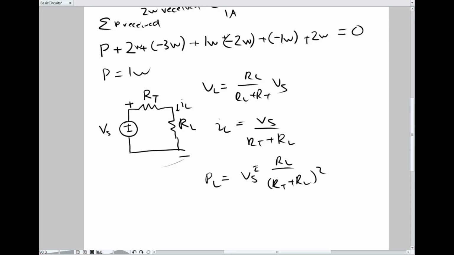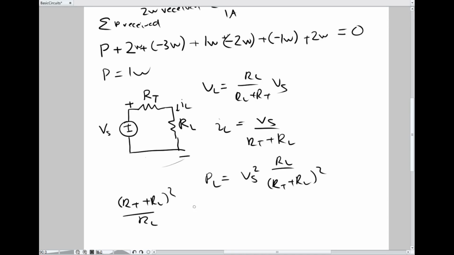So you see that the numerator goes up with our load, and the denominator also goes up with our load. But if our load is 0, then your power is 0. As our load goes to infinity, well, the denominator is squared, so it wins, and so the power also goes to 0. So how this is optimized is somewhere in between. So we can either maximize this, or we could minimize its reciprocal. It's easier to minimize its reciprocal. Because Vs is fixed, we can ignore it. So we're just trying to minimize the expression RT plus RL squared divided by RL.